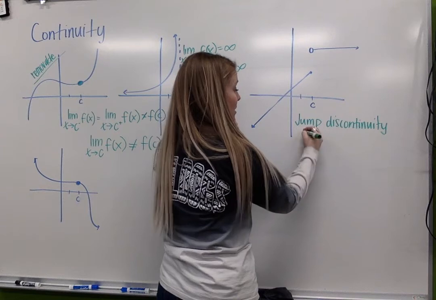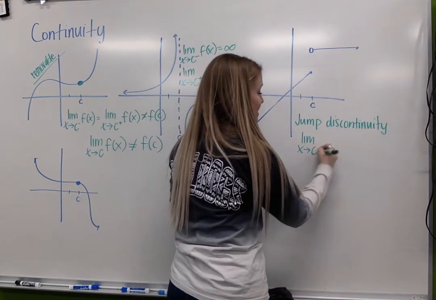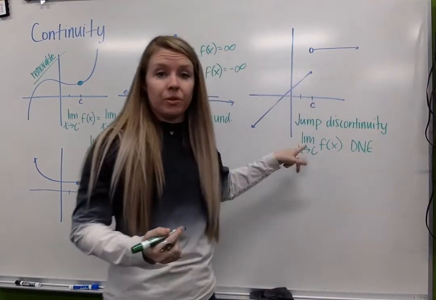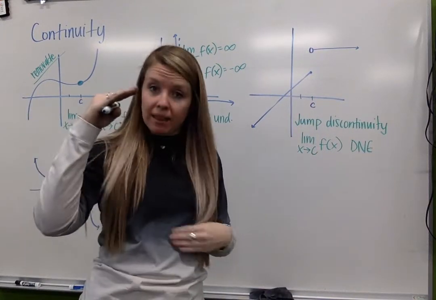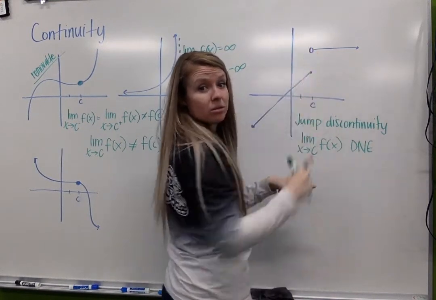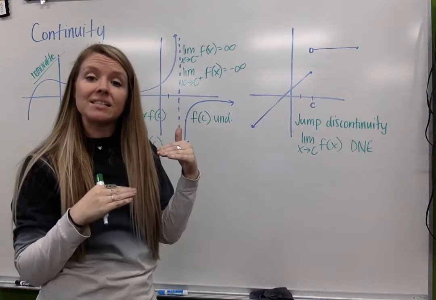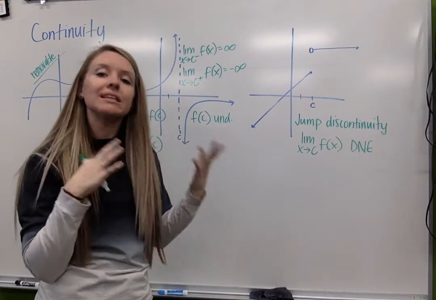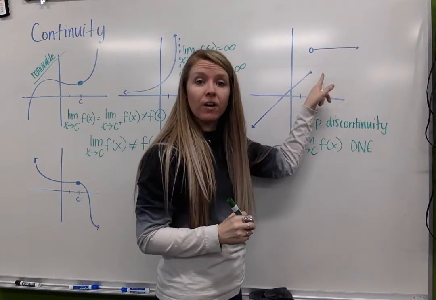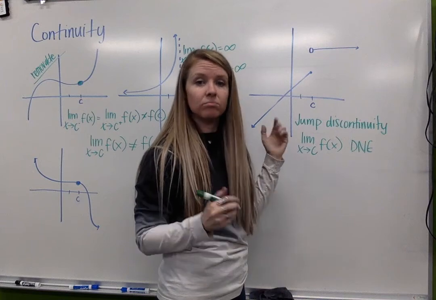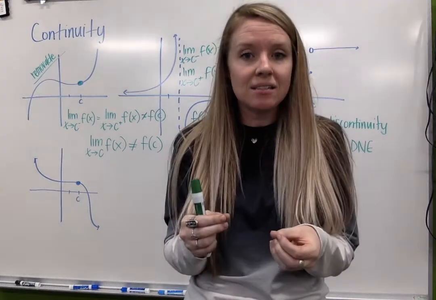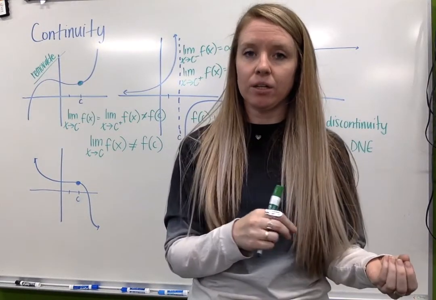In this case, the limit as x approaches c does not exist. The reason that limit doesn't exist is because my left side and my right side limit are approaching different values. So my left side and my right side limit aren't equal, so the limit itself doesn't exist. If the limit doesn't exist, then our function is not continuous. The only way our function can be continuous is if our limit exists and our limit equals our y value.